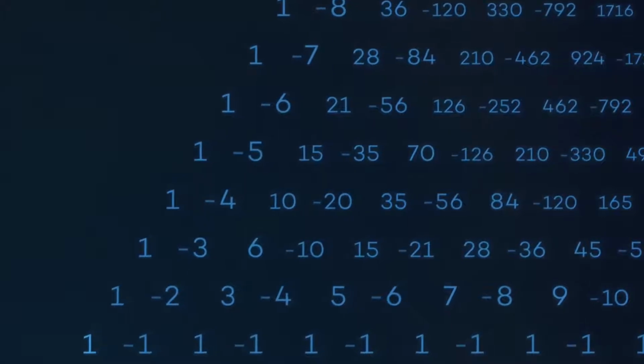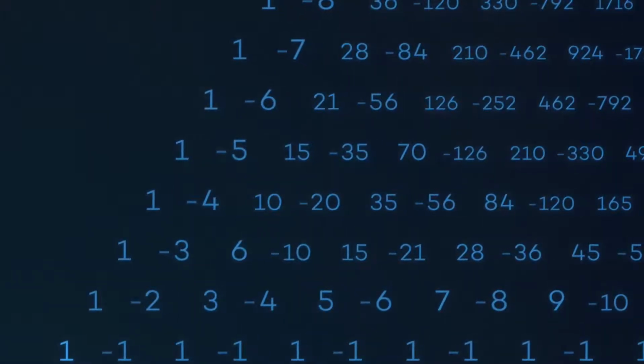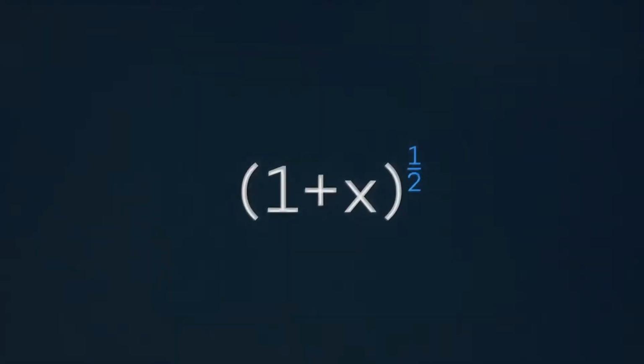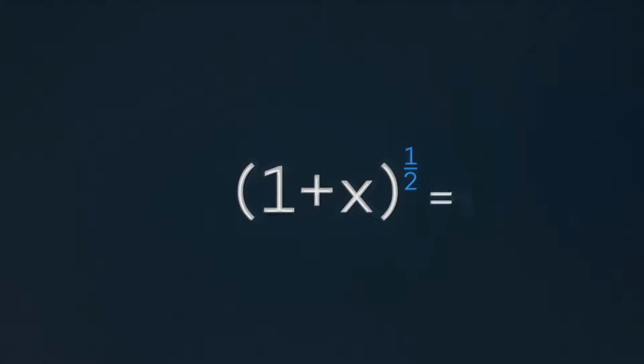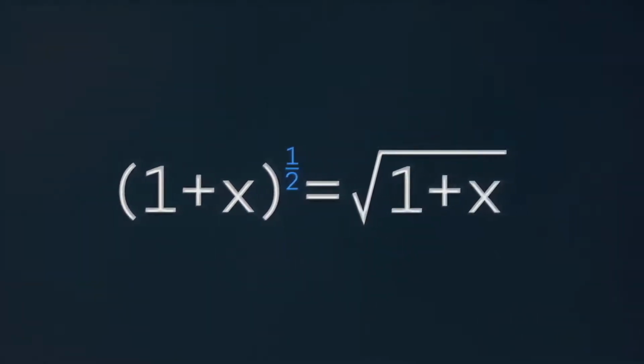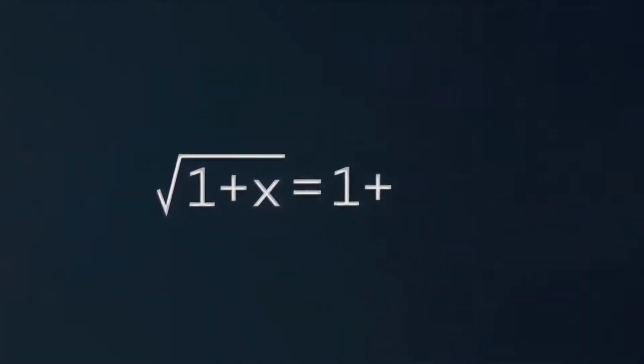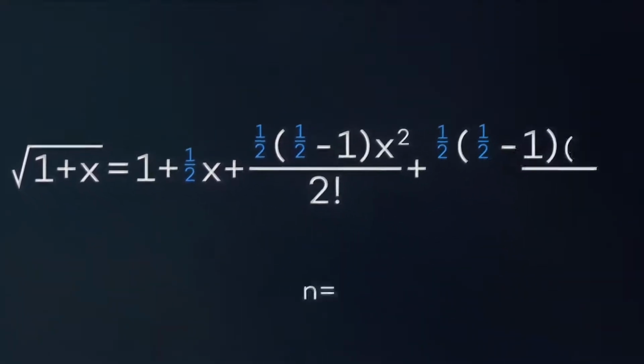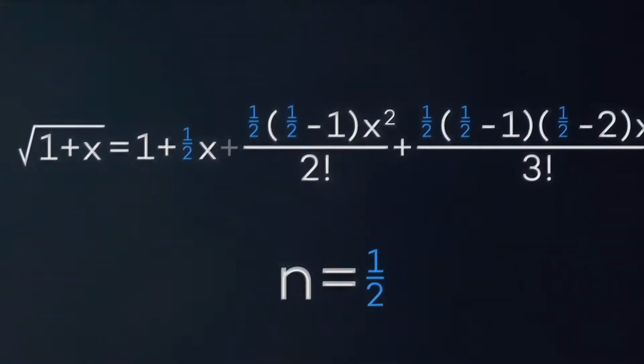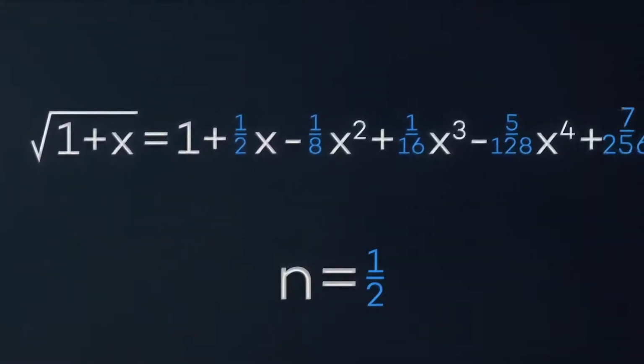But Newton doesn't stop with the integers. Next, he tries fractional powers, like 1 plus x to the half. So now what does it mean to take 1 plus x to the 1/2? Well, that's the same thing as the square root of 1 plus x. And he wants to understand, does that have the same expansion? Putting n equals a half into the binomial theorem, he gets an infinite series.